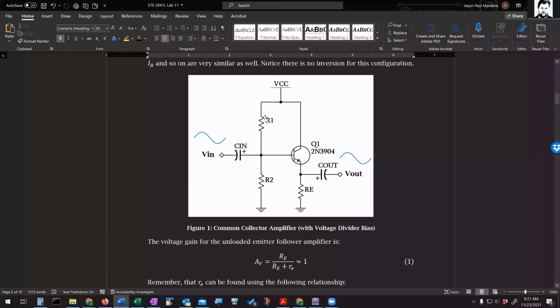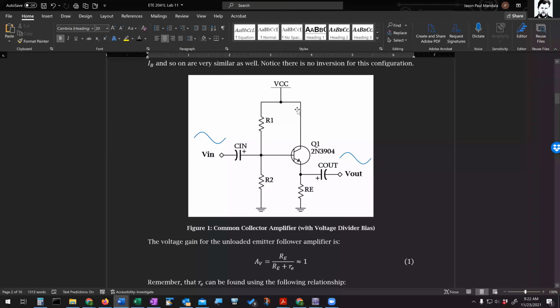The biasing circuit on the left here, R1 and R2, can be many different things. It can be a regular base bias where you just have one RB resistor, or it can be a voltage divider like this. But the key difference is that your input is still on the base terminal, the same as with a common emitter amplifier. With a common collector amplifier, though, you're taking your output on the emitter instead of on the collector.